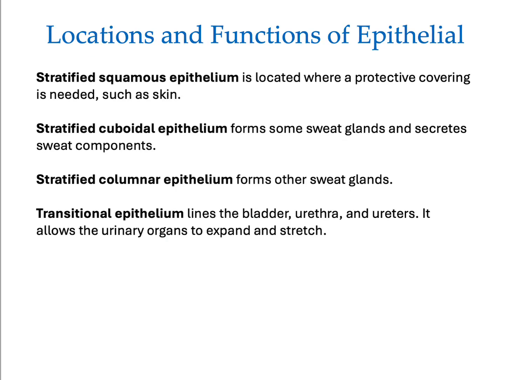And then here are some more locations and functions. Stratified squamous is located where protective covering is needed, such as the skin. Stratified cuboidal forms sweat glands and secretes sweat components. Stratified columnar forms other sweat glands, and transitional epithelium lines the bladder, urethra, and ureters. It allows urinary organs to expand and stretch.